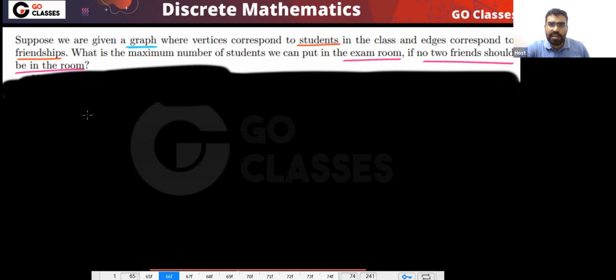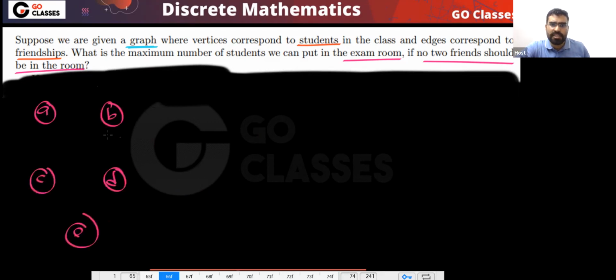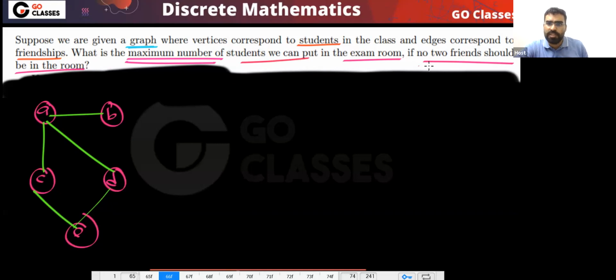A graph is there. In this graph, there are students, like A, B, C, D, E. Let's assume these are the students, and the edges are friendship. Maybe this is your graph. Now, what is the maximum number of students you can put so that no two friends are there? What is the answer? The answer is actually the independence number, alpha of G, because no two friends should be there.